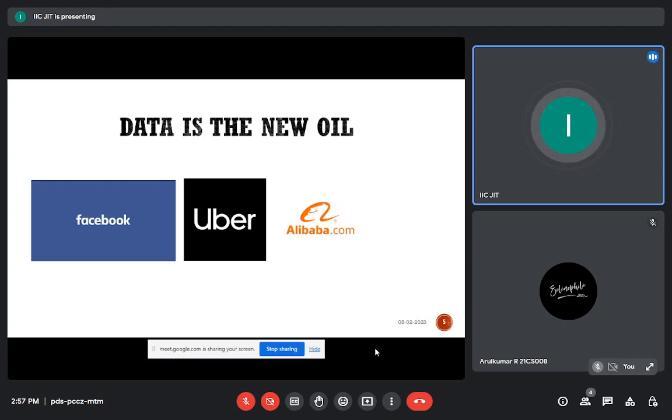So the largest retailer in the world does not have any shop. It is purely online. This is the power of data. Data is the new oil. And next slide.